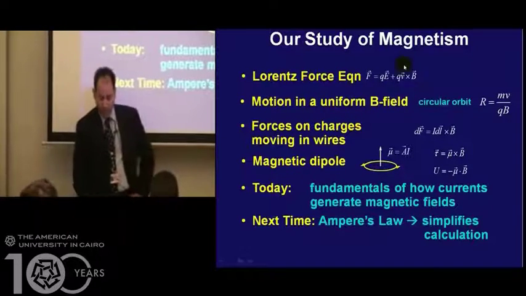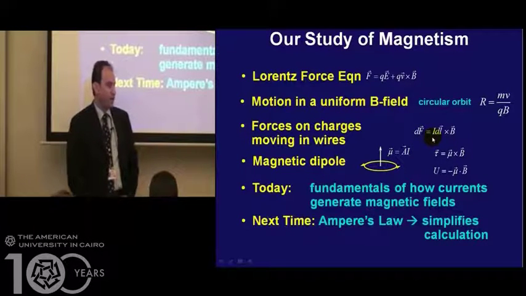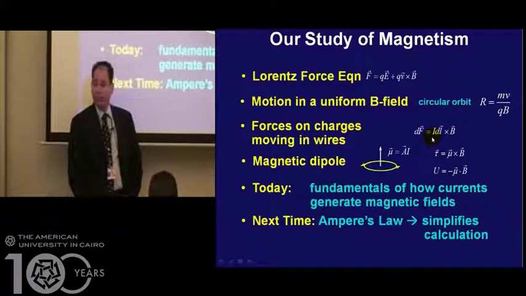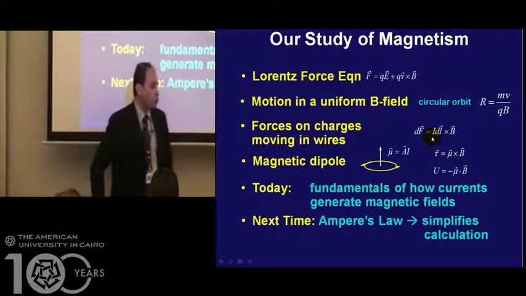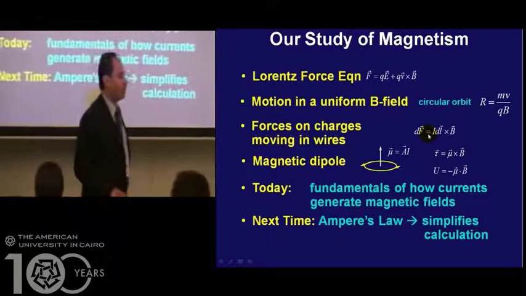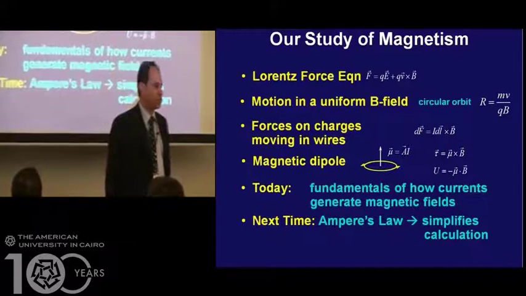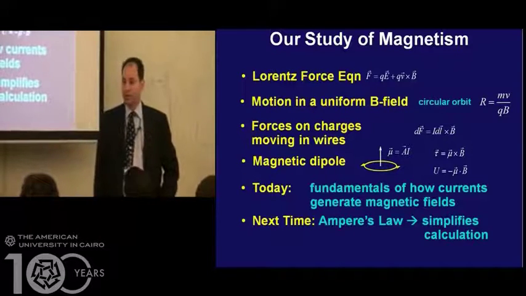We also have studied that if a wire carries a current, then if you put that wire inside the magnetic field, there will be a force acting on that wire. Can anyone explain that to me? Why, if we have a wire that carries a current, will there be a force acting on that wire? Mahmoud?